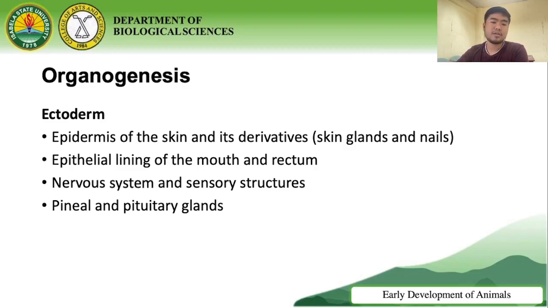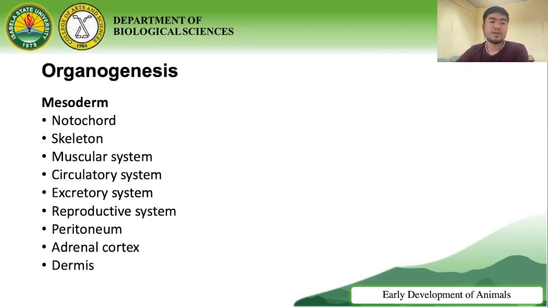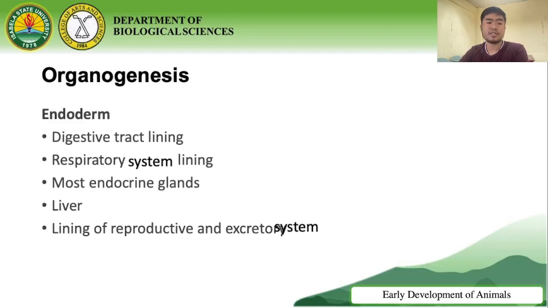And moving on sa mesoderm, ito naman yung mga mafu-form na organs from the mesoderm. The notochord, the skeleton, the muscular system, the circulatory system, the excretory system, reproductive system, peritoneum, adrenal cortex, and the dermis.